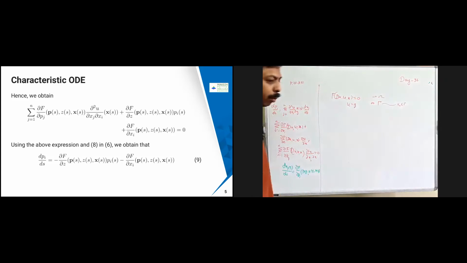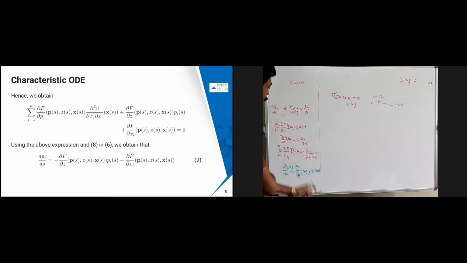In that case, I'm going to substitute that. So dxj by ds is going to be dou f by dou p of s, z of s and x of s, and dou square u by dou xi, etc. is going to come. So this I can just simplify. This is going to become dou f by dou p of s, z of s and x of s, dou square u by dou x square.